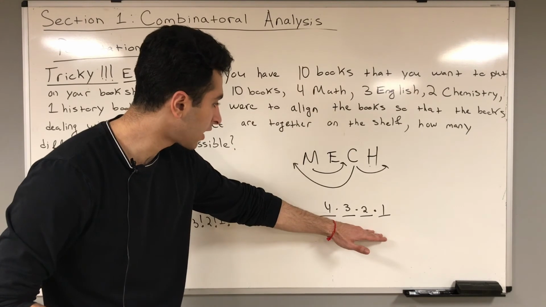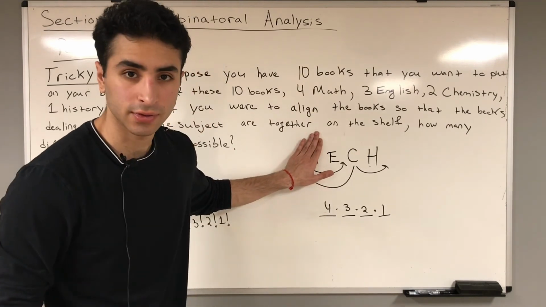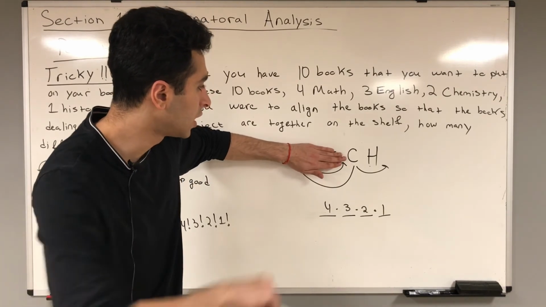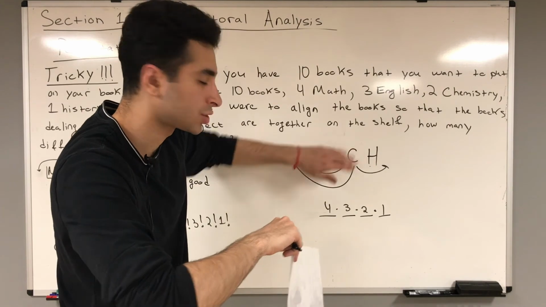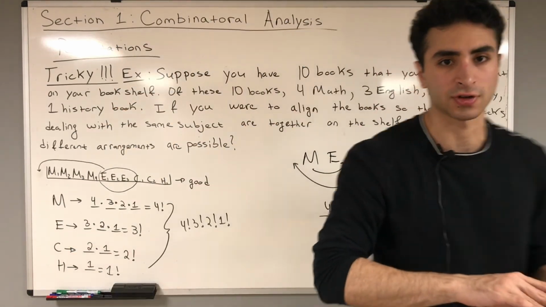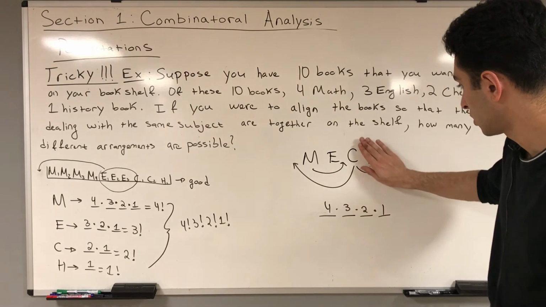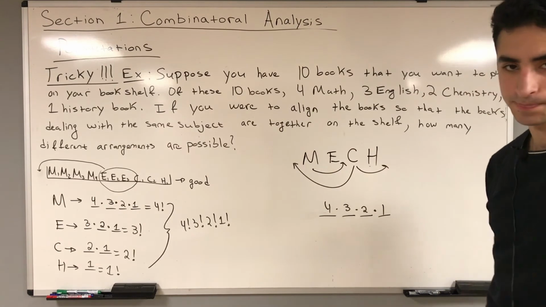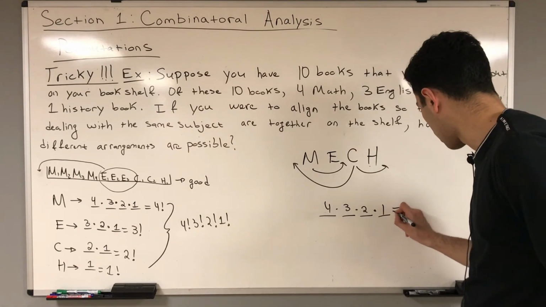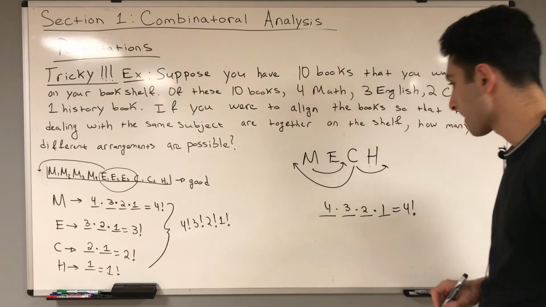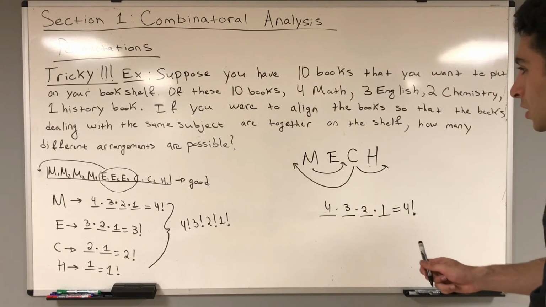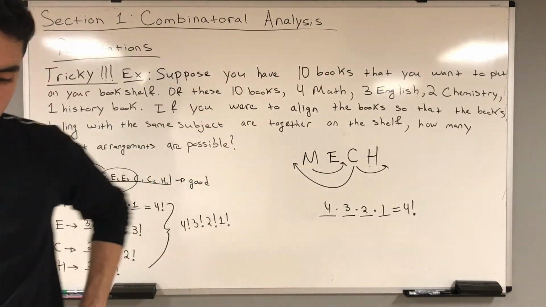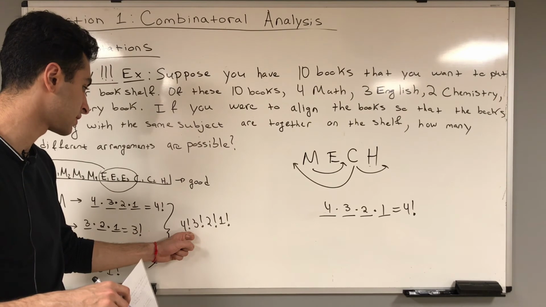Then in your second slot, I have 3 different outcomes left. In your third slot, I have 2 different objects left, C and H. It doesn't really matter what you choose first. If you chose H here, you only have 3 different objects to choose from in your second slot. But this is just 4 factorial. So this tells you that you can rearrange the books that deal with the same subject within themselves this many times.